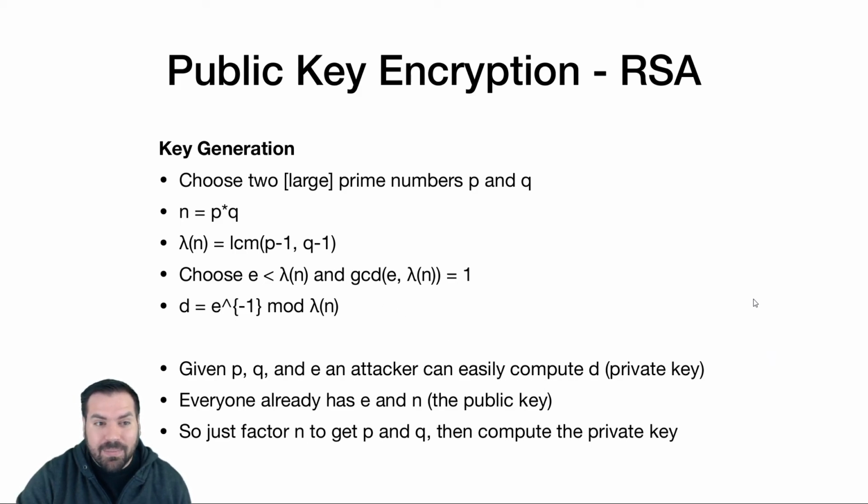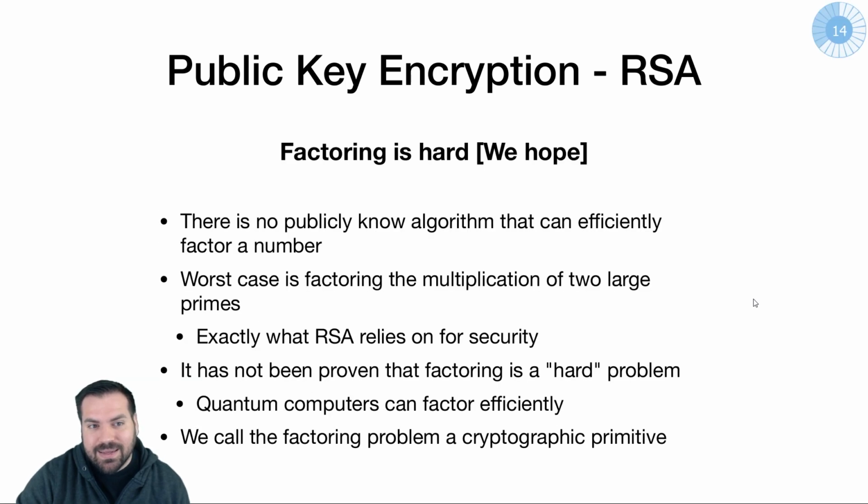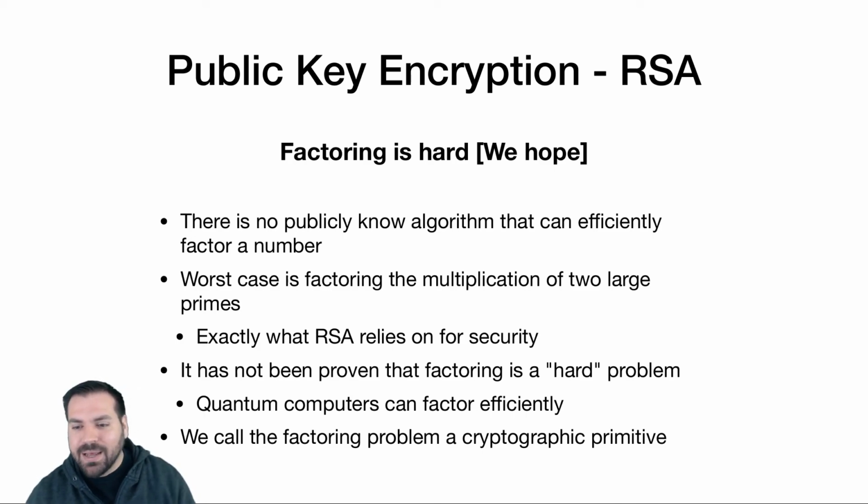So this seems like a problem, but luckily, factoring, as it turns out, is ridiculously hard, specifically factoring the multiplication of two large primes. As it turns out, that's an extremely difficult problem. We don't have any efficient algorithms to factor. It seems like such a simple thing, factoring.